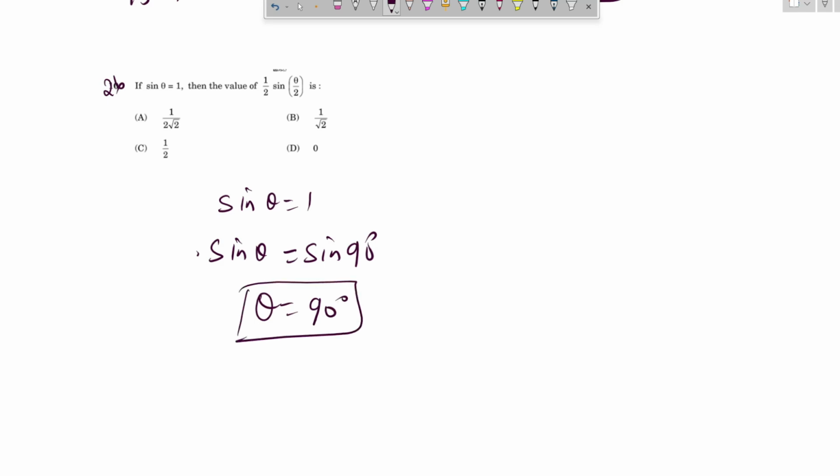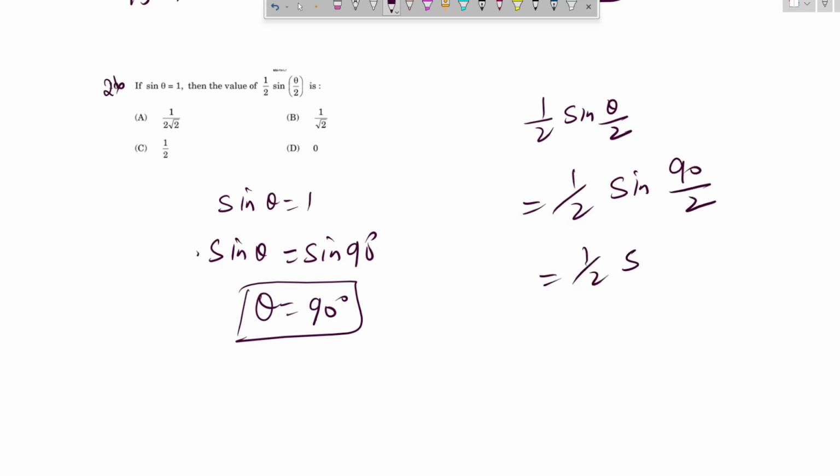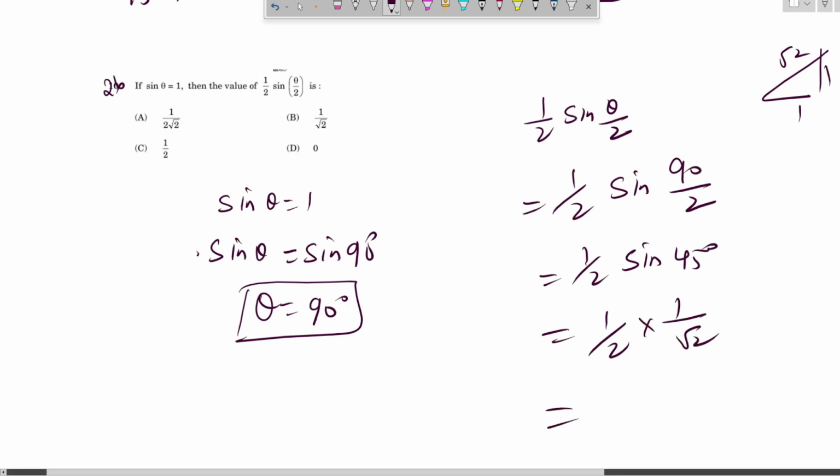Now substituting the theta value in the given expression, 1 by 2 sine theta by 2, it is equal to 90 by 2, so it is equal to 1 by 2 sine 45 degree, and sine 45 degree is equal to 1 by root 2. That is how you got 1 by 2 root 2. So the option A is correct.